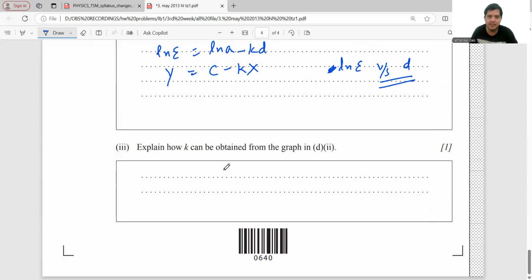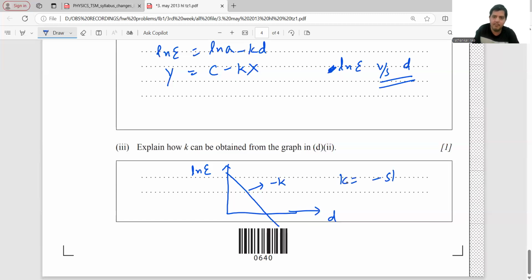Explain how we can obtain K using the graph. When you plot ln E versus D, ln E is along the y-axis, D is along the x-axis. Then you get y equal to minus kx plus c, which should be like this over here. So this will be your negative slope, which is equal to minus k. This k will be equal to minus the slope value. When you do this, automatically you get the answer. So with this, we come to an end to the third problem. Now we are able to complete it within that stipulated time. Thank you. Let us look at the next video.